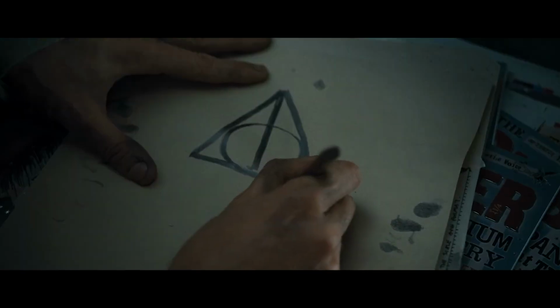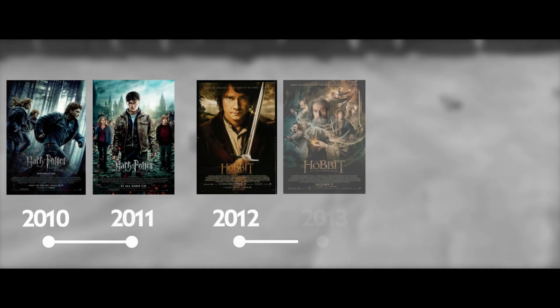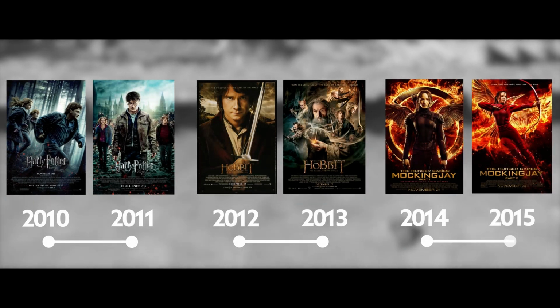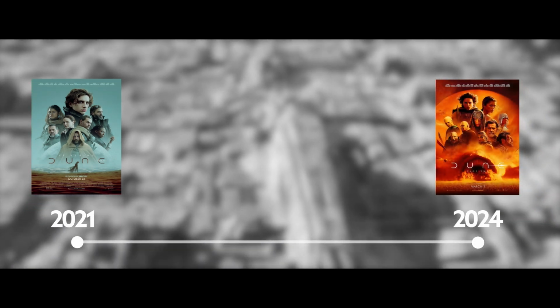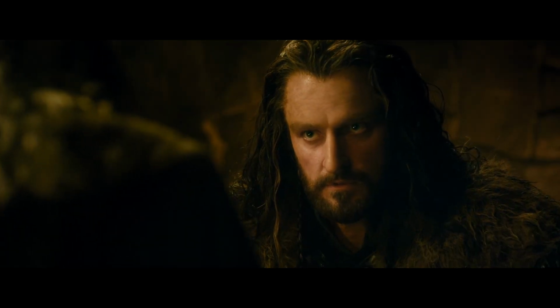Harry Potter and the Deathly Hallows, The Hobbit and the Hunger Games Mockingjay. All of these films had their adjoining counterpart released within a year. Dune is the only one that had a 3-year gulf between its first and second installment. Any other director would resort to excessive exposition to try to bridge this gap.